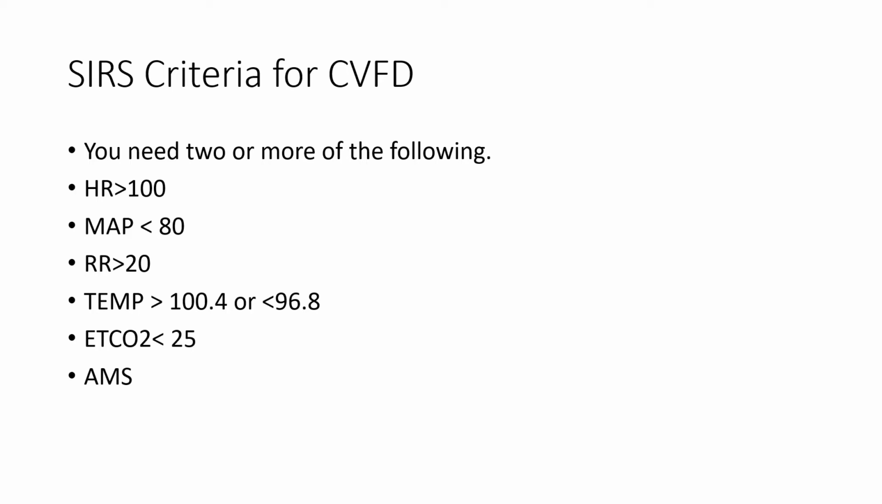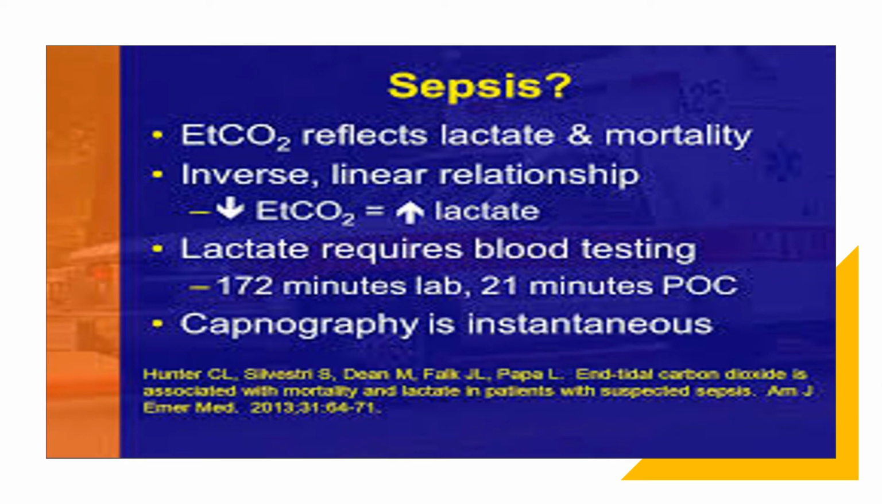Now, one tool that we're going to concentrate on in the next couple slides is end-tidal CO2. End-tidal CO2 reflects lactate and mortality. As we talked about earlier, a lactate greater than 4 inside a hospital correlates with a really sick patient who, if not treated quickly enough, has a really high mortality rate. In our setting, since we can't directly measure that, we put them on end-tidal CO2. A low end-tidal correlates with a high lactic, and that's something we can get instantaneously.